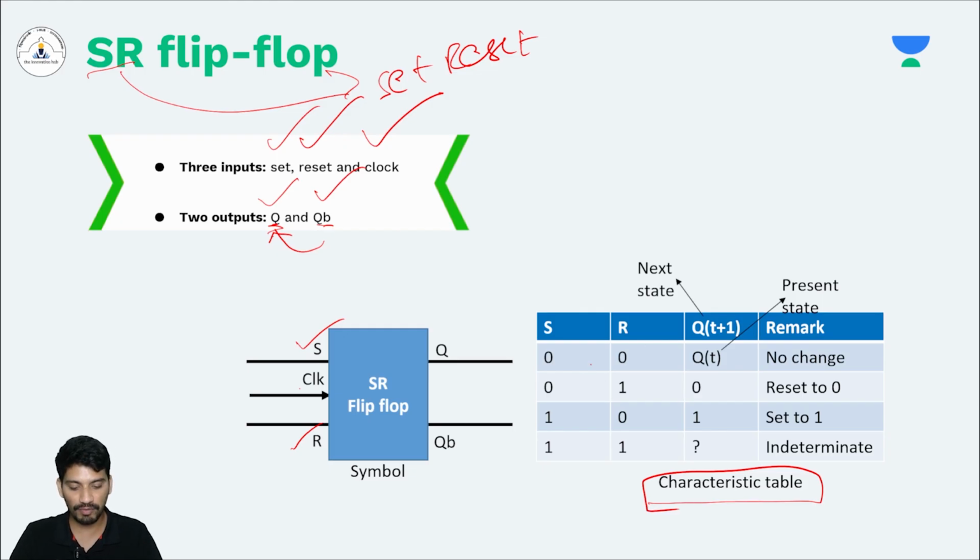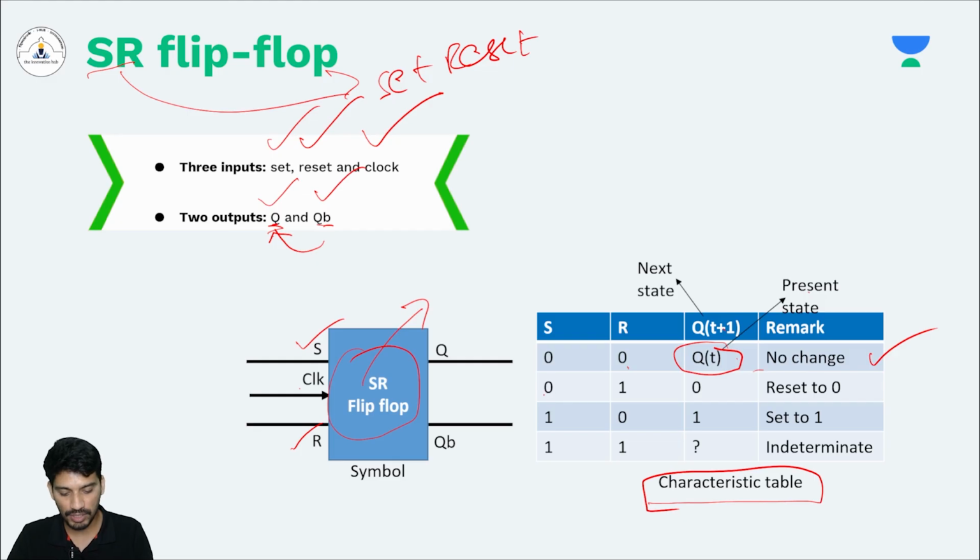The purpose of the SR flip-flop is like this: if both S and R are 0, the next state should be the present state. That means you should not change the state of this flip-flop, or the data that is stored inside the flip-flop.